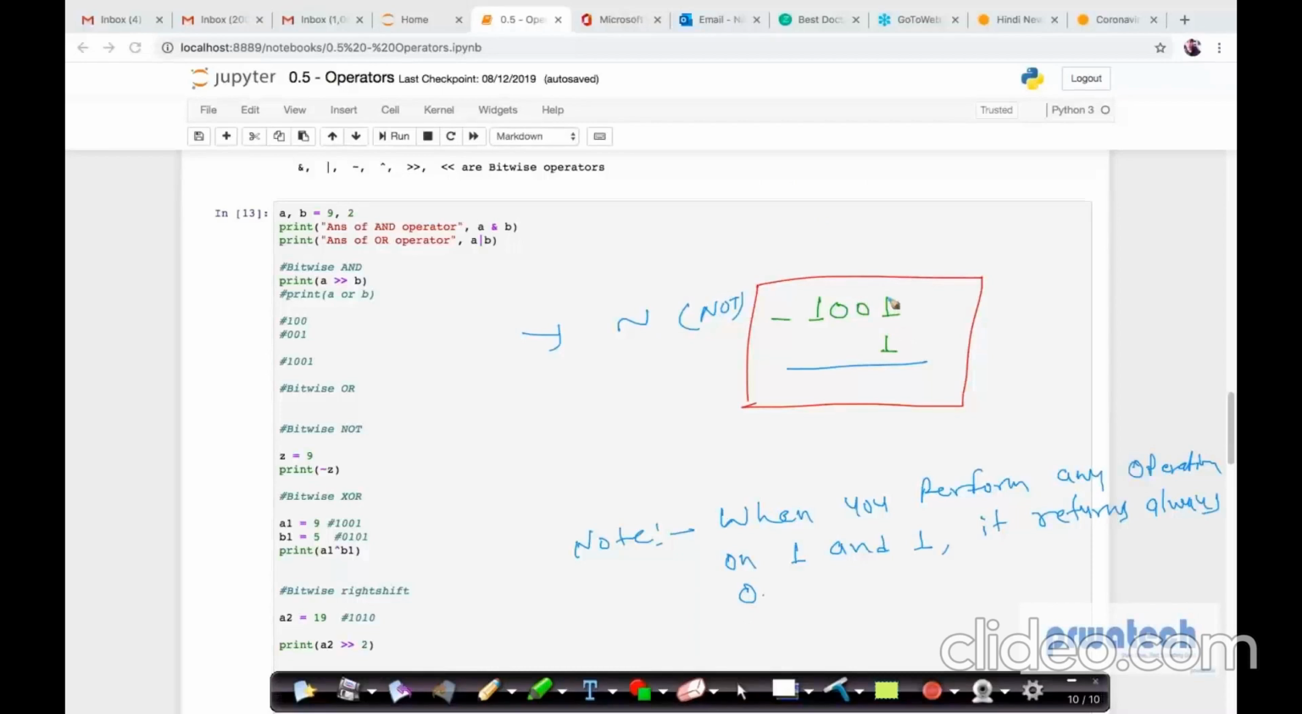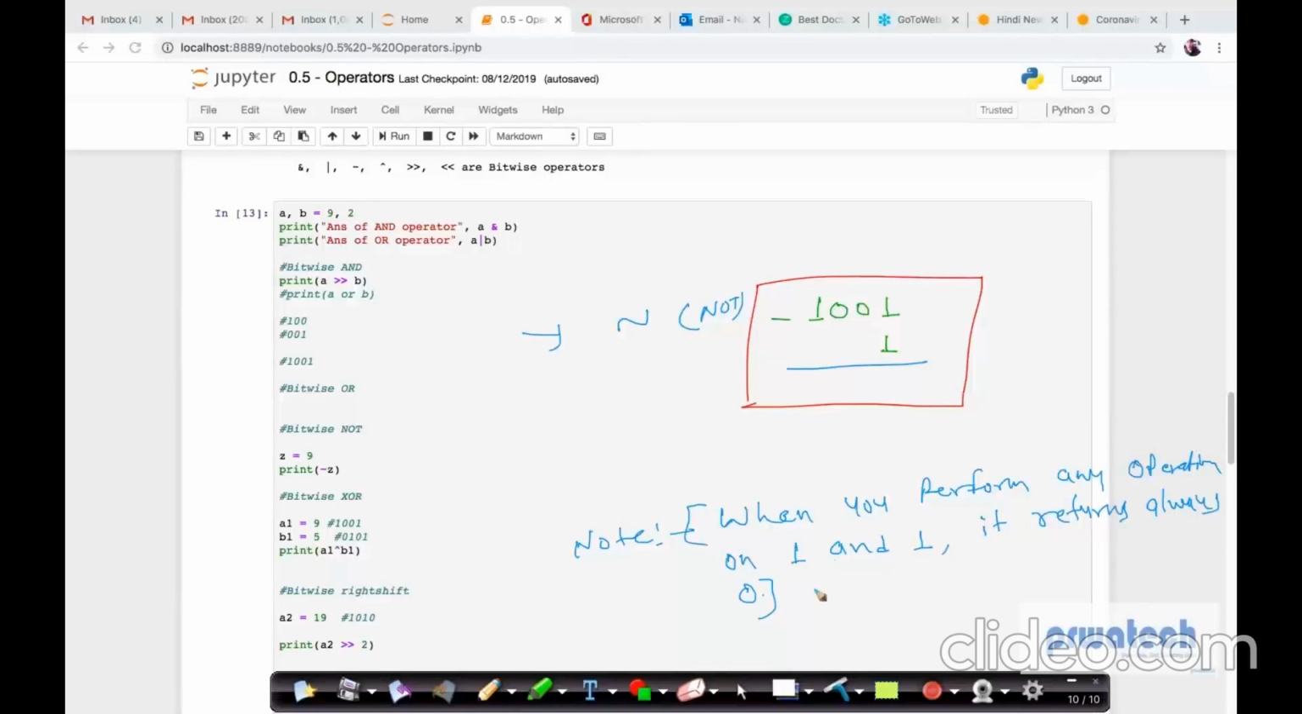So 1 and 1, if I check 1 not, it is 0. If I check 1 not also, it is 0. So 0 is anyways 0. That way you can think, because anyways you need to convert the value. Or you can note this beautiful point: when you perform any operation on 1 and 1, it returns always 0.